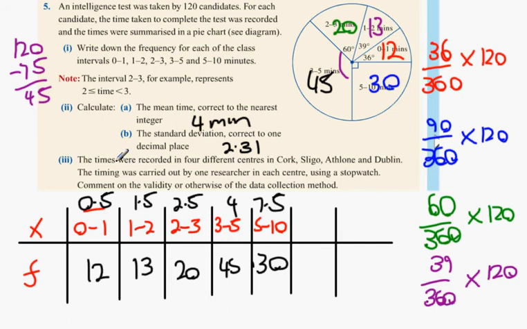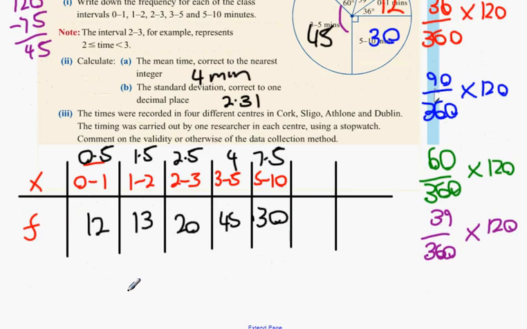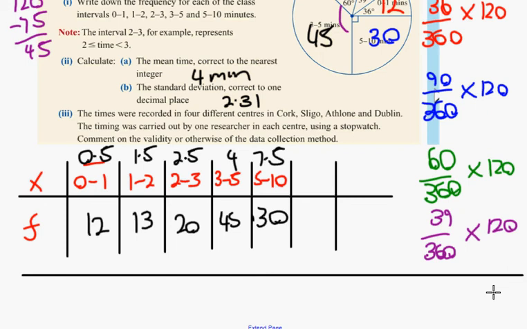Next question. The times were recorded in 4 different centres in Cork, Sligo, Athlone and Dublin. The time was carried out by one researcher in each centre using a stopwatch. Comment on the validity or otherwise of the data collection methods. Assess his test. He wanted to test people in 4 different centres on how fast they can complete that test. What can you say about his methods?